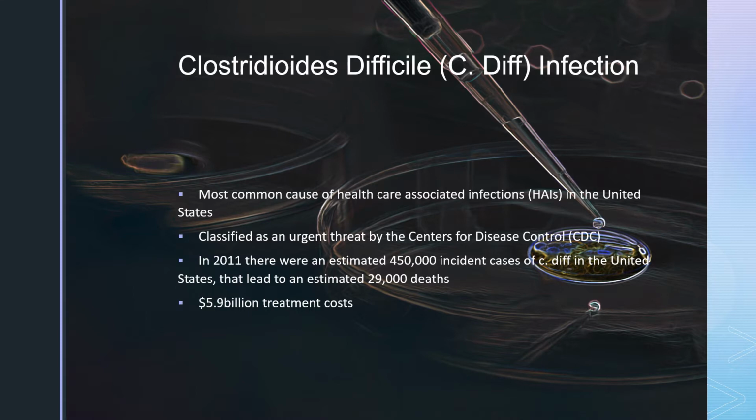In 2011, there were an estimated 450,000 incidences of C. diff in the United States that led to an estimated 29,000 deaths. And there's approximately a $5.9 billion cost for treatments that is spent per year.